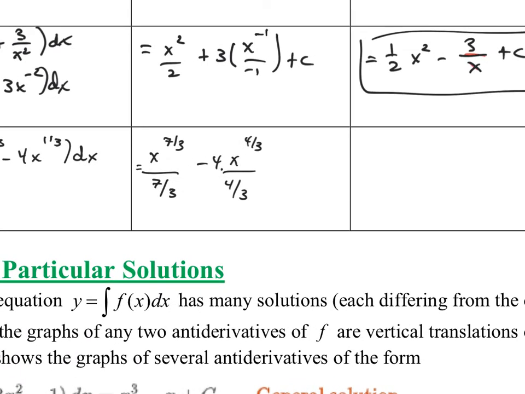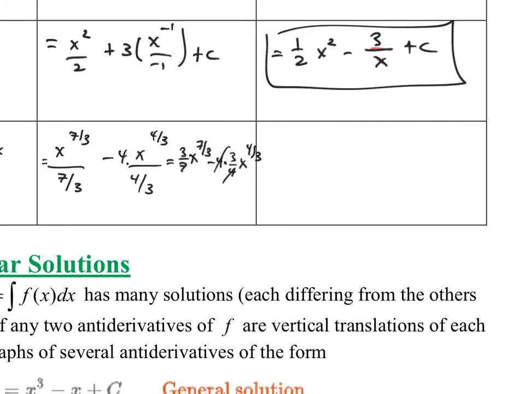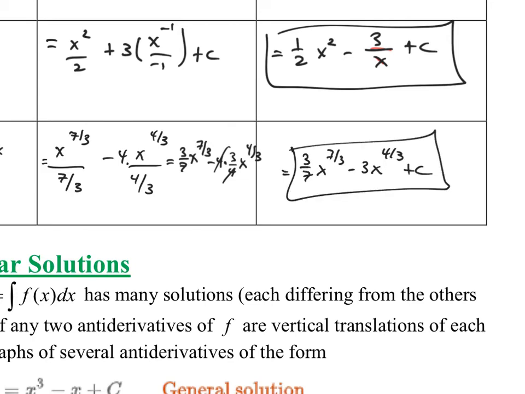So what do I do here? Well, remember, dividing by fractions is the same thing as multiplying by the reciprocal. So wouldn't this really be 3/7 x to the 7/3 minus 4 times 3/4 x to the 4/3? And the only reason I did that is to show that the 4's simplify there. And when I do that, what I end up with is 3/7 x to the 7/3 minus 3x to the 4/3. And then, of course, I need to add my plus c to my final answer.